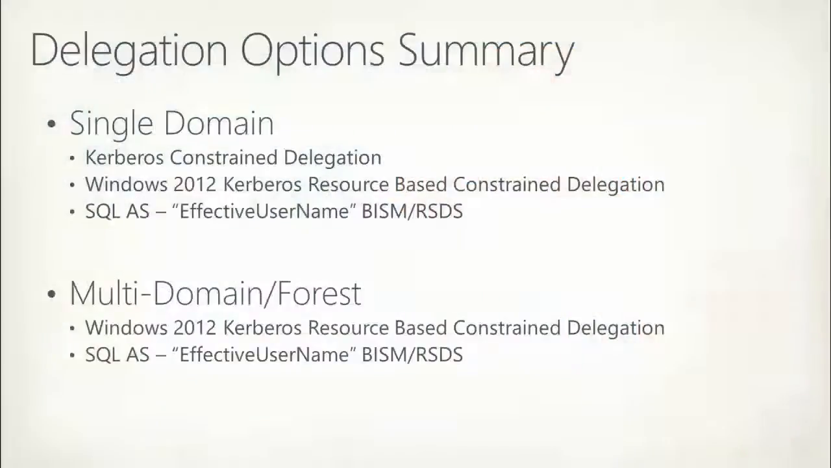Okay, so let's sort of summarize it. Delegation option summary. If I'm running in a single domain, everything's very easy. I can do Kerberos constrained delegation. I can still use resource-based constrained delegation. No reason you have to have multiple domains or forests. And now I also have new options with analysis services where I could be using effective username either in my reporting services connections or in my BISM connections. If I'm in an environment where I have multiple domains or forests, my new options are resource-based constrained delegation or, again, effective username in BISM.